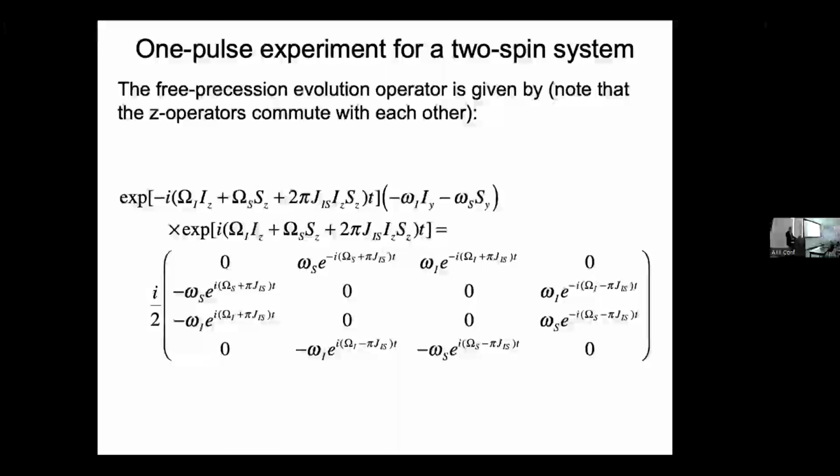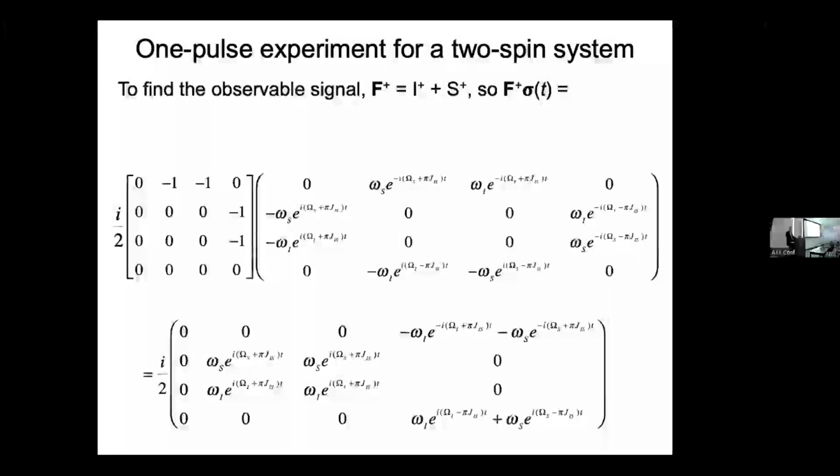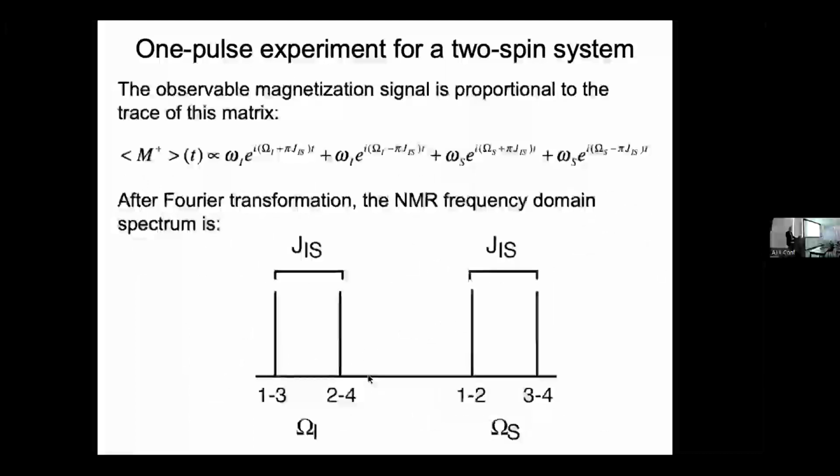Now I've added in the J coupling. There's the detection operator. There's the result. And now when we take the trace, we find 4 lines. There's a line at the I spin shifted by plus pi J, I spin shifted by minus pi J, S spin shifted by plus pi J, S spin shifted by minus pi J, just like we expect.